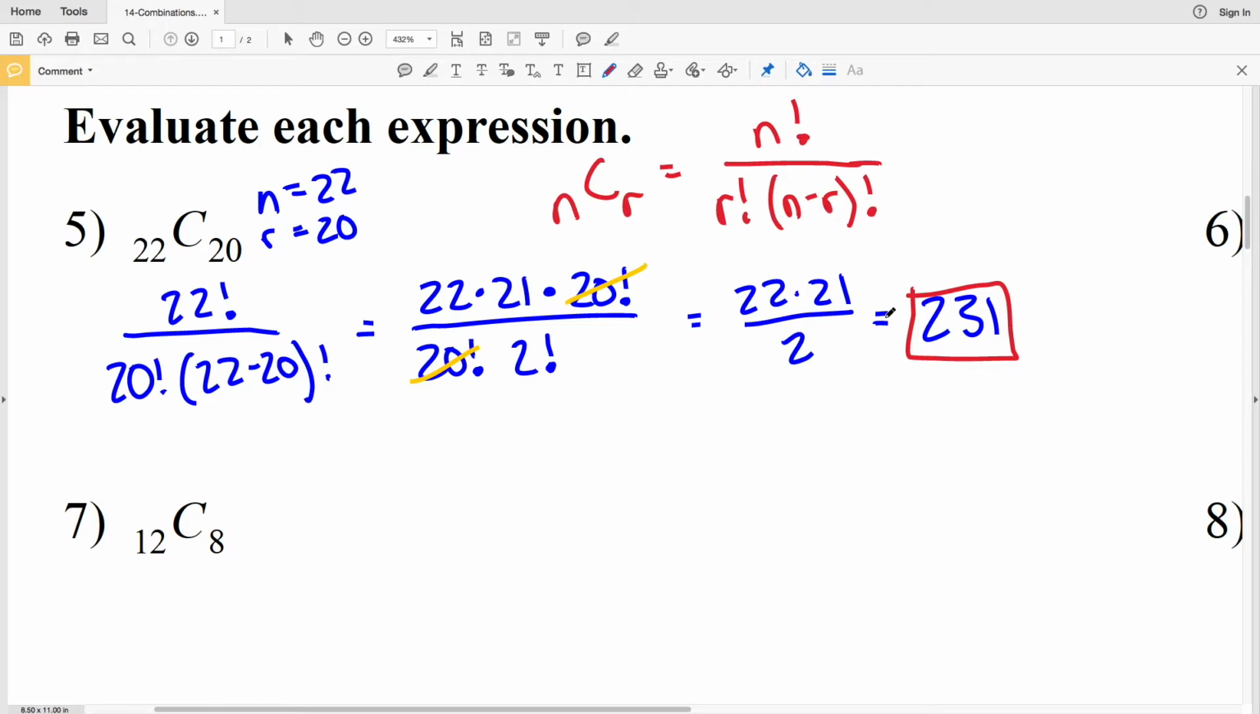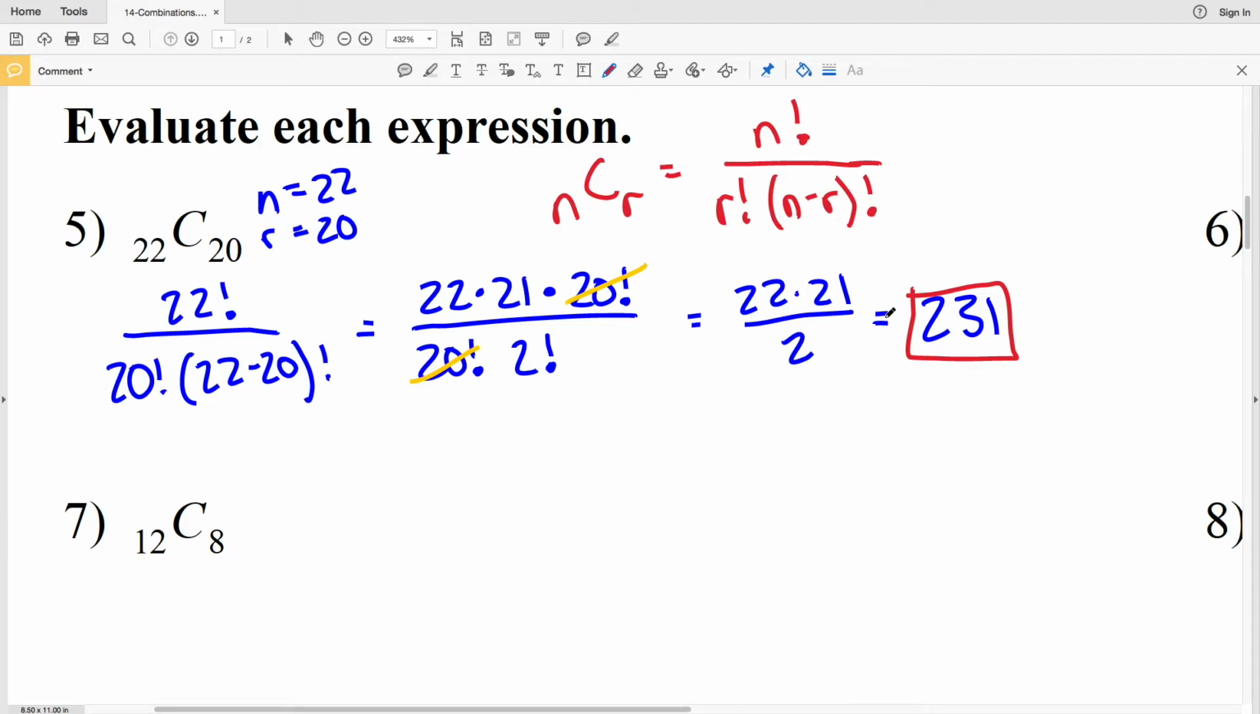So if you type in your first number of 22, then hit math, scroll over to probability, PRB, and go down to nCr, which is number 3. So now on your calculator, after you hit enter, you have 22 nCr, and then enter your r value of 20 and press enter to solve. That will give you 231.